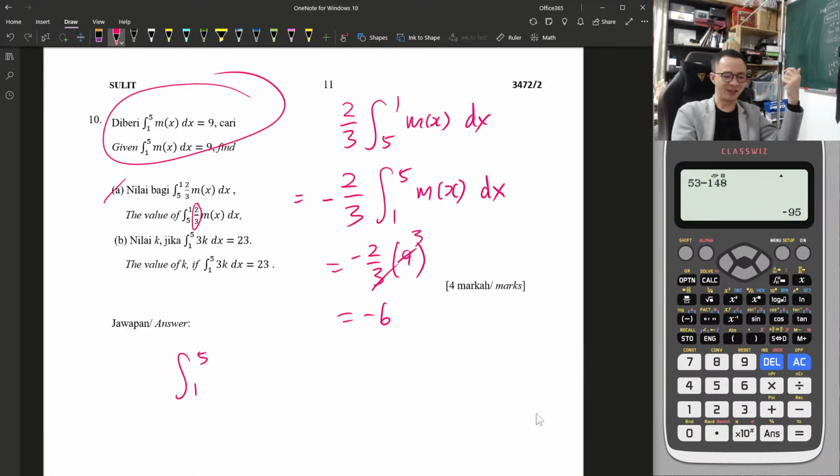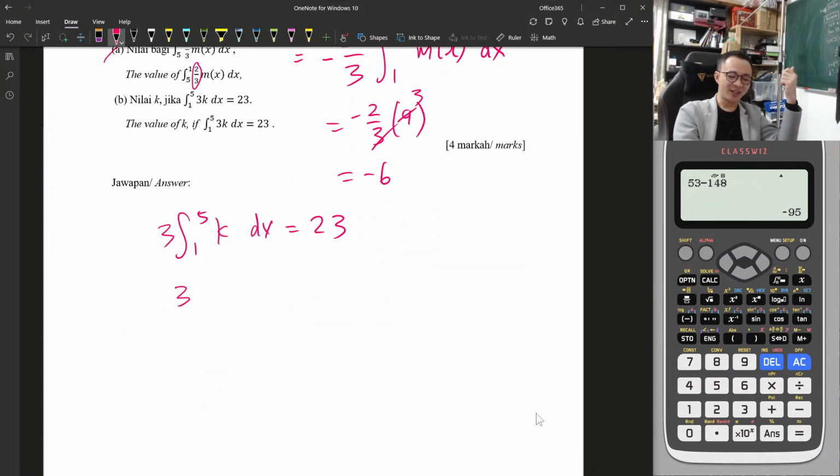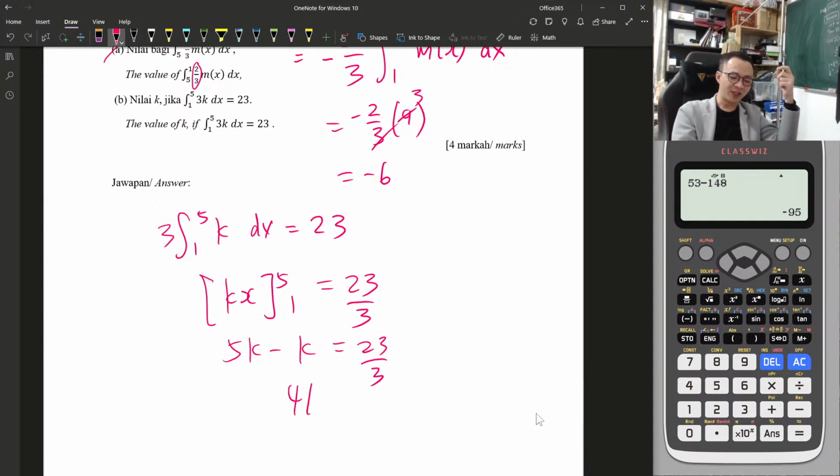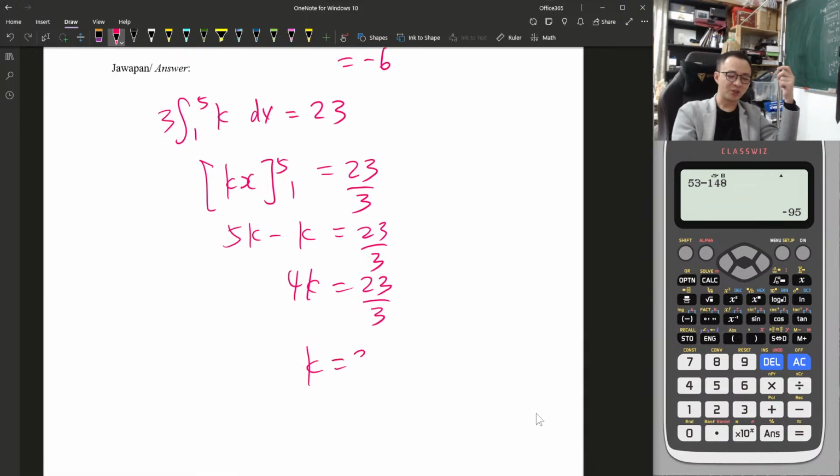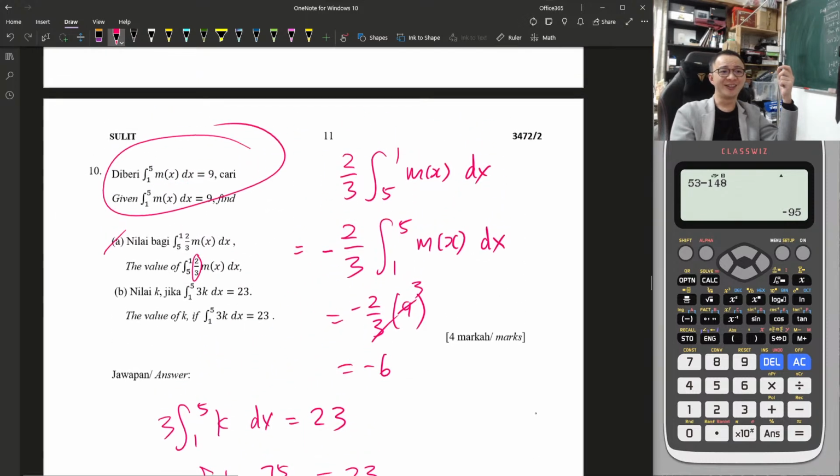Okay, part B. Integrate from 1 to 5 of 3k dx. It's not related to the previous one, is it? Alright, 3k dx. The 3 I put outside, okay? Because 3 is a constant. Then I integrate k over here and I will get kx, from 1 to 5, equals 33. Now the 3 moves to the other side, divided by 3. So this one will be 5k minus 1k equals 33 over 3. So this is 4k equals 33 over 3. So k equals 33 over 12. Done. Alright, it's a bit simple.